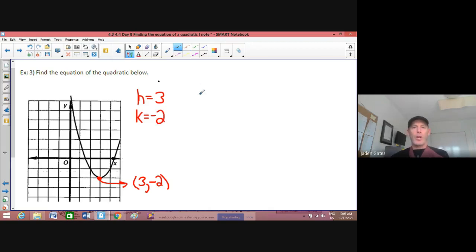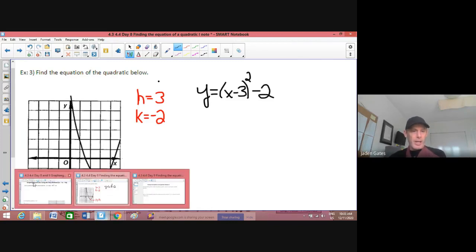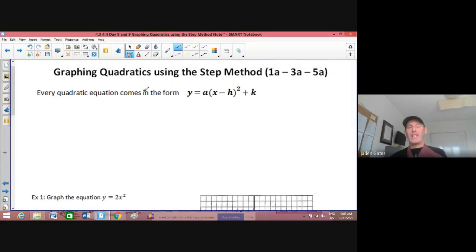Now I can write the equation of my parabola: y equals x, and the h value is positive, so it's going to be a −3 in brackets, squared, and my k value is saying down 2, so it is a −2. So again, we can work both ways. Now, things are going to step up a little bit. I kind of lied a little bit: there's another letter we've got to worry about in front. That's the a value. So the quadratic equation really comes in the form y equals a times (x − h)² + k. We've already dealt with h and k, the left and right. But the a value does two things.